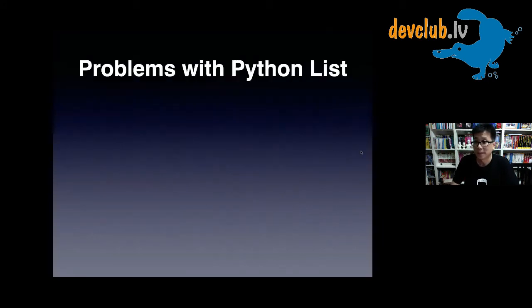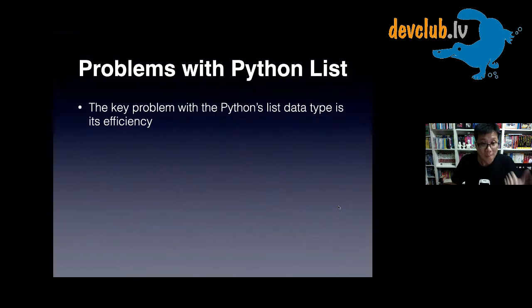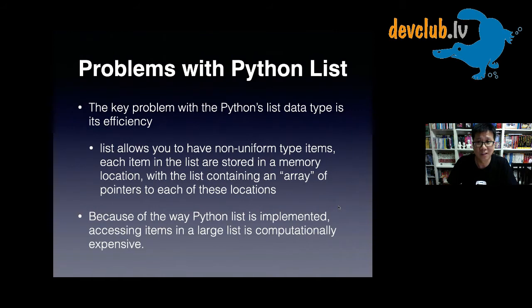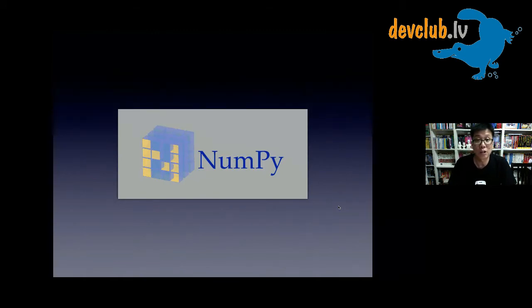Now, there is one problem with the Python list. Because it has this flexibility, it allows you to store items of varying types. It is flexible, but for this flexibility, you pay with performance. The price that you pay is performance. Because of the way the Python list is implemented, accessing items in a large list is computationally expensive. And because of that, you need a third-party library known as NumPy, numerical Python.